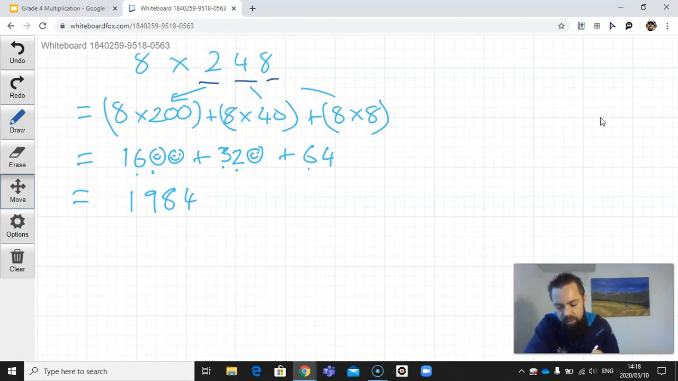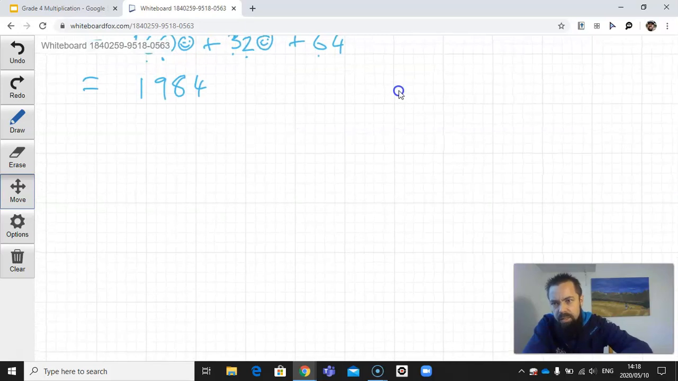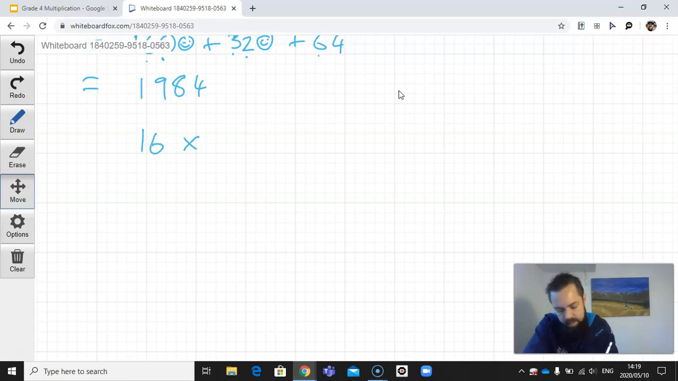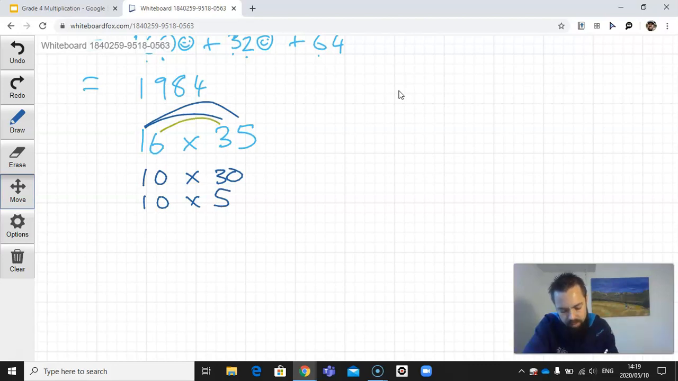And the final example I'm going to give, which I'm going to still do the breaking up method, but I'm going to break it up in a slightly different format, so you can see just a slightly different layout. So the next one is 16 times by 35. So I'm first going to do my 10 times my 10, so that's 10 times by 30. Then I'm going to do 10 times my 5. Then I'm going to do 6 times 30. And finally, I'm going to do 6 times 5.